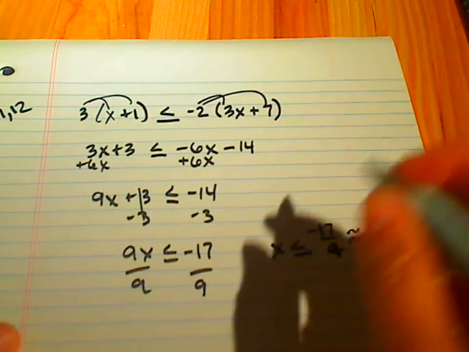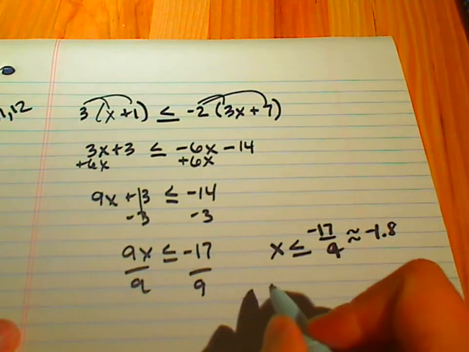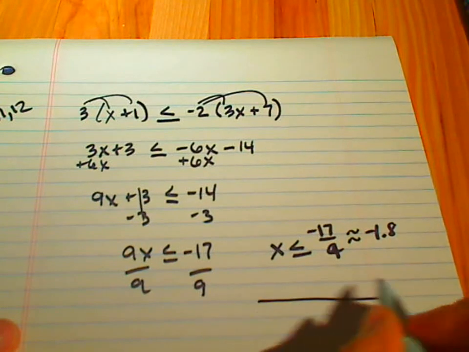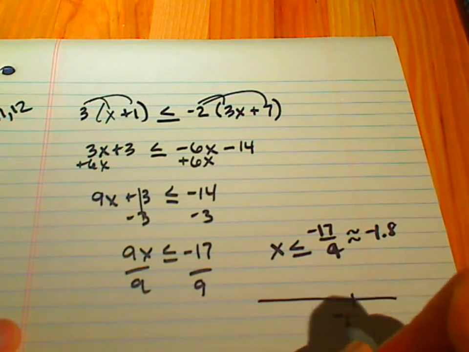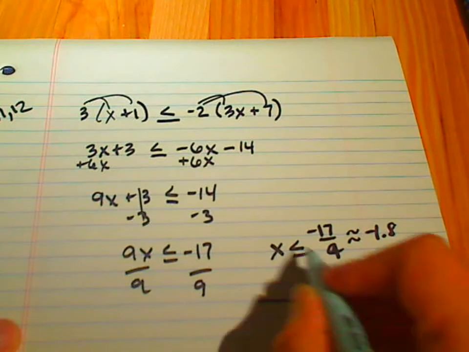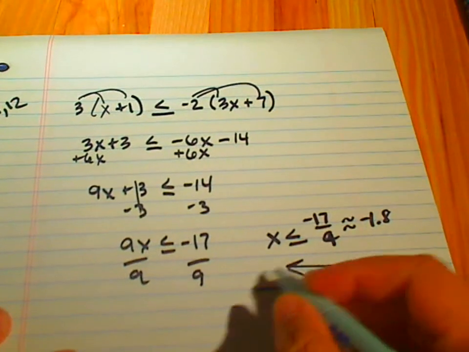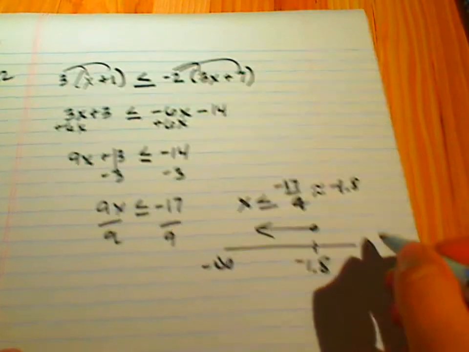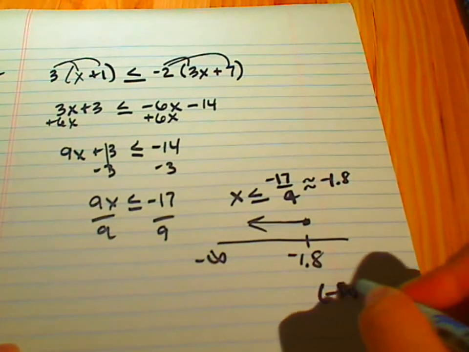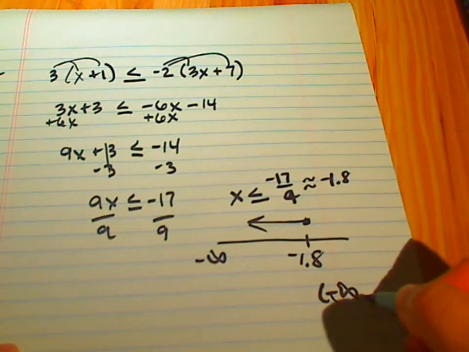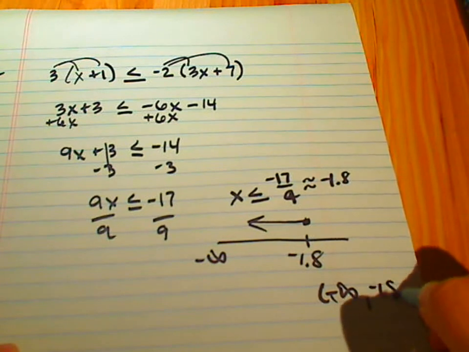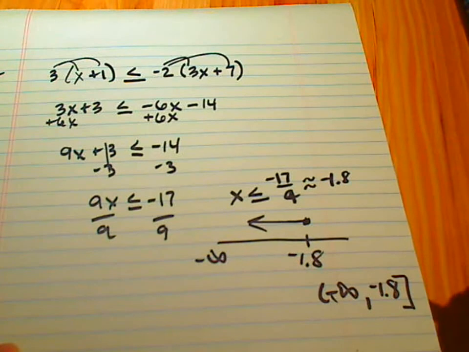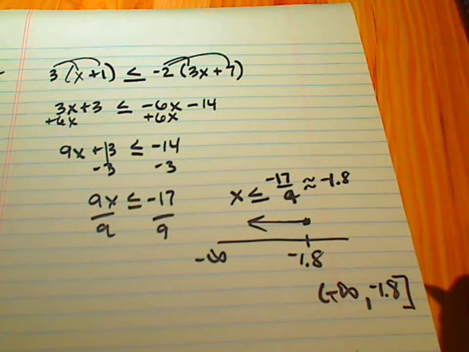Alright, interval notation. So think of the number line. You'd have negative 1.8. You'd have a closed circle, less than or equal to. So it's going this way towards negative infinity. So in our interval notation, we would have negative infinity with a parenthesis, comma, negative 1.8. And since this is equal to, we would have a bracket there.